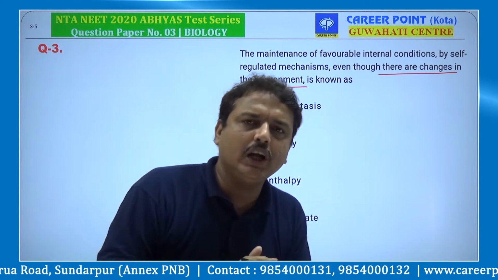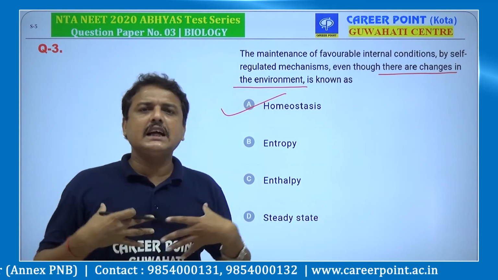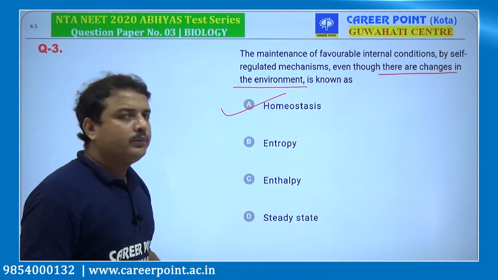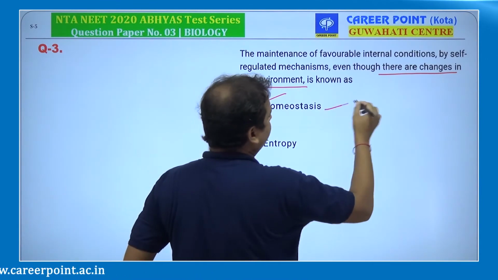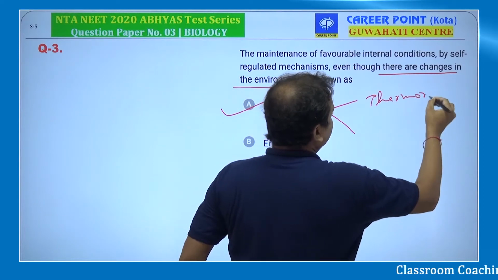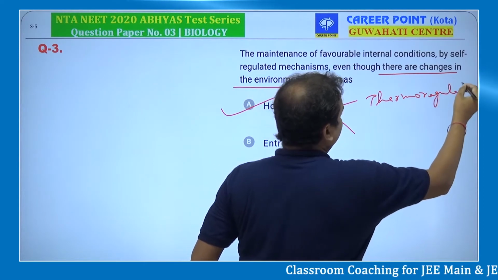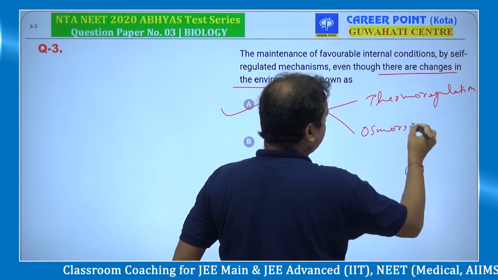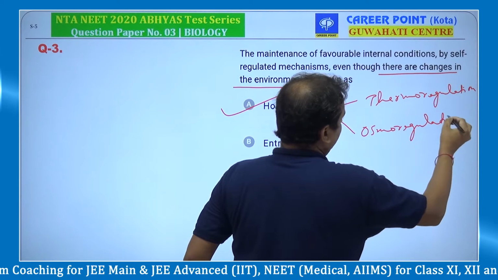Homeostasis is the condition where the body maintains the internal environment with the external one, and generally homeostasis is achieved by thermoregulation. Mainly in our case it is thermoregulation and osmoregulation. Please remember, these are the two main conditions for homeostasis.